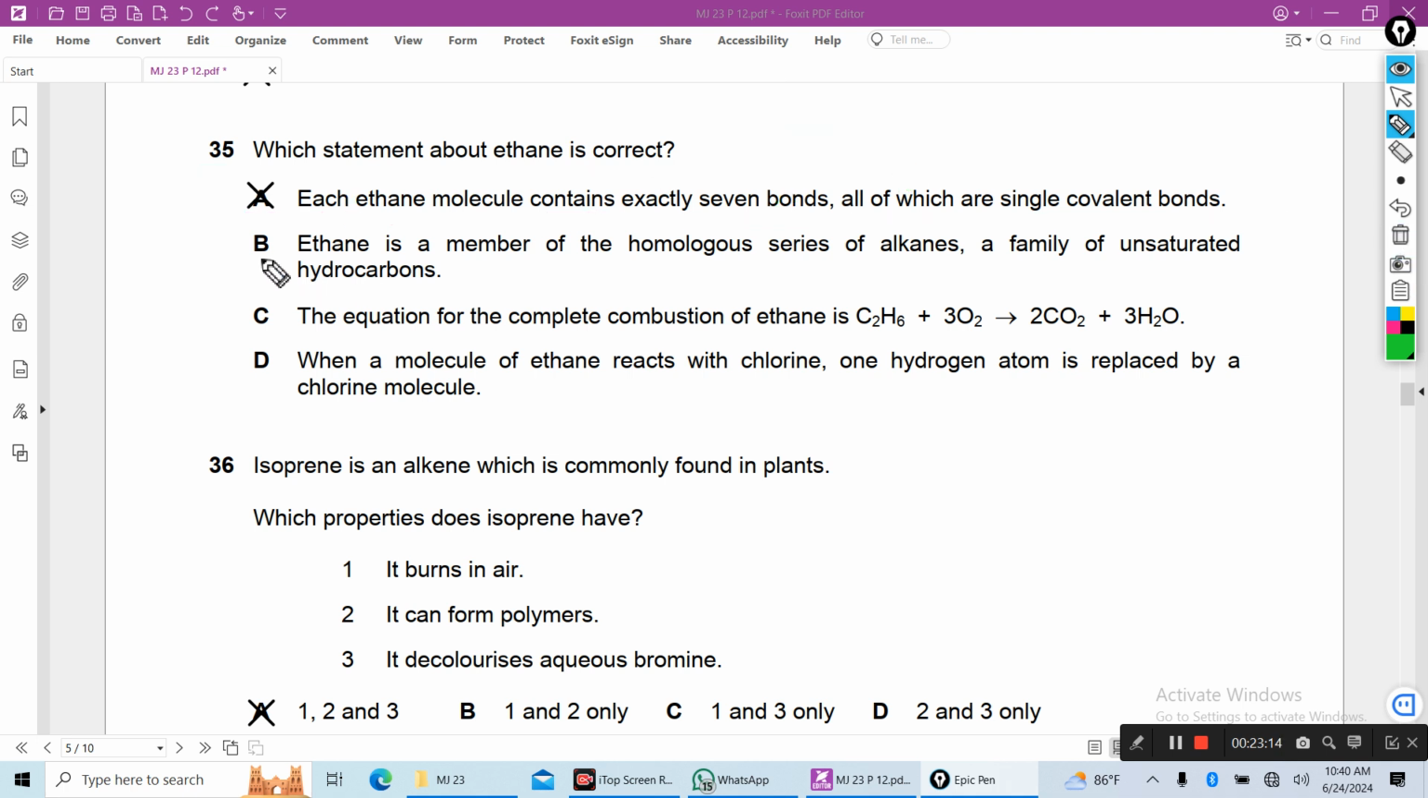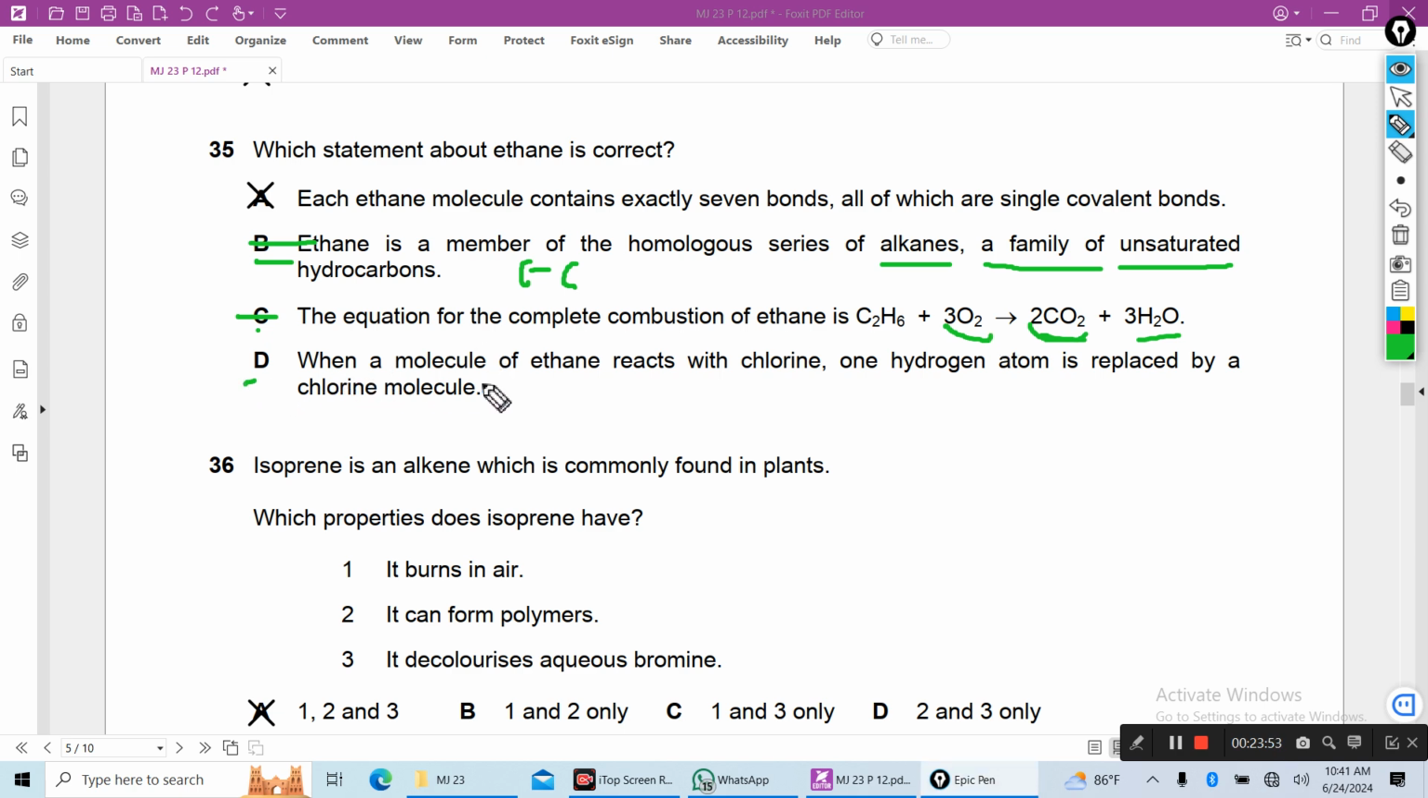Why is B wrong? Ethane is a member of the homologous series of alkanes, a family of unsaturated? No, ethane has a carbon-carbon single bond, so this is a saturated hydrocarbon. So B is wrong. C is wrong. Why? The equation for the complete combustion of ethane gives carbon dioxide and water, but here the oxygen count does not balance: 7 oxygen are needed, but here there are 6 oxygen, so this is wrong.